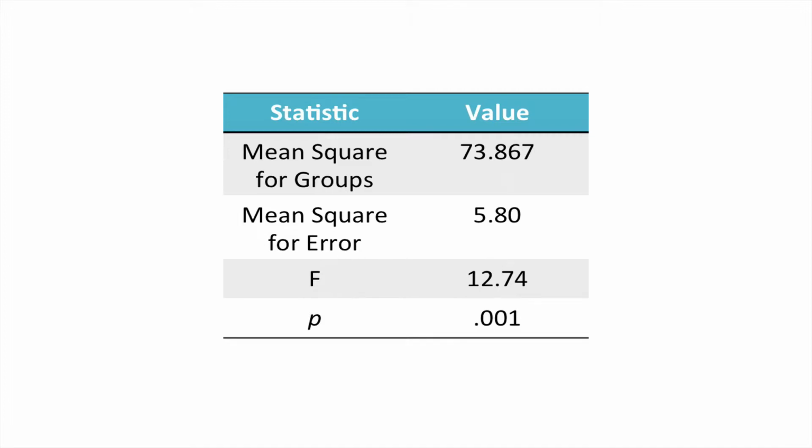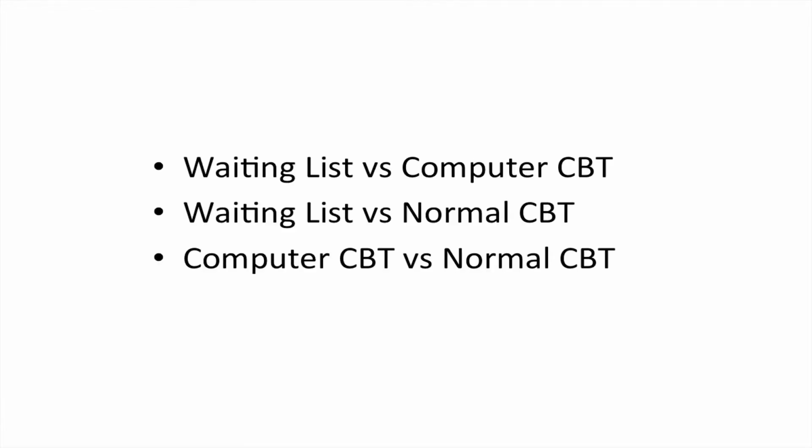So if we know that there's a significant difference somewhere in our data, how do we break that down? Well, first we need to think about the logic of all our comparisons. So we've got three groups, so what comparisons do we want to make to fully understand our effect? Well, we want to compare the waiting list versus computerized CBT, waiting list versus normal CBT, and computer CBT versus normal CBT. Those are all our possible comparisons we can do.